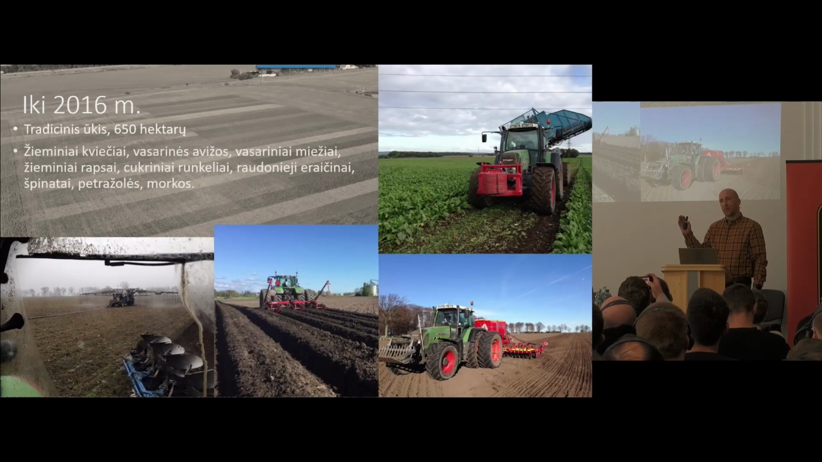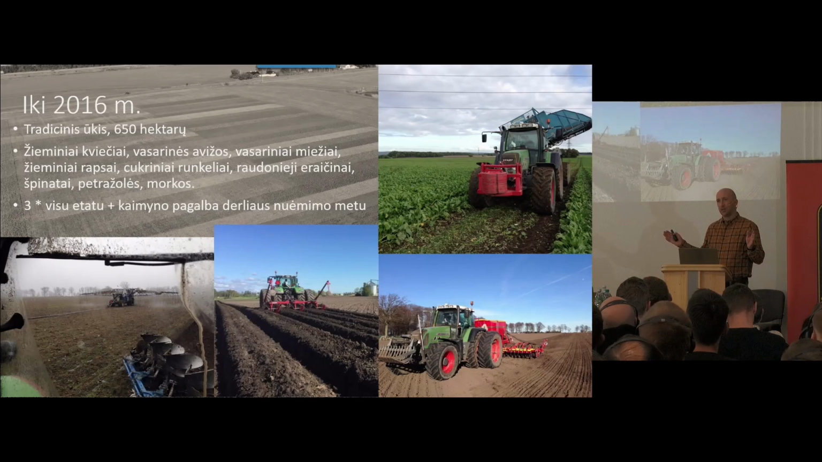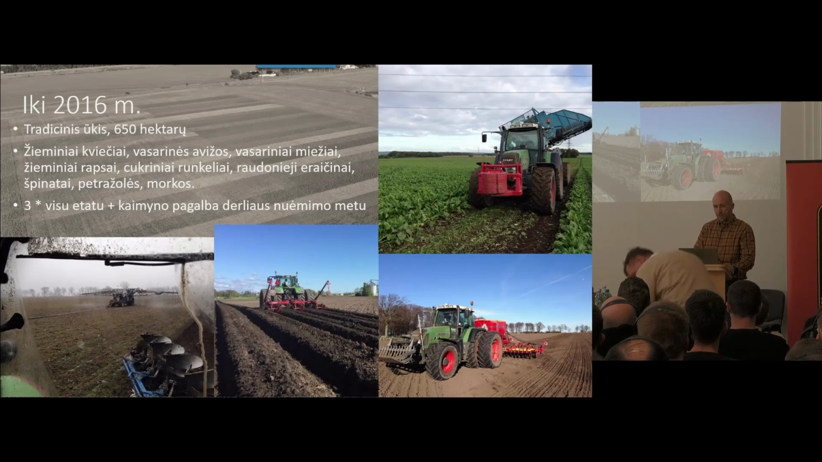Up until 2016, we were a pretty conventional farm. We managed about 650 hectares. We grew winter wheat, spring oats, spring barley, winter oilseed rape. We had some sugar beets. We also had a grass seed production with red fescue. We had a small amount of spinach, parsley, and also some carrots. It was me, my father, and one full-time employee, and we also had some help from our neighbors during the harvest.